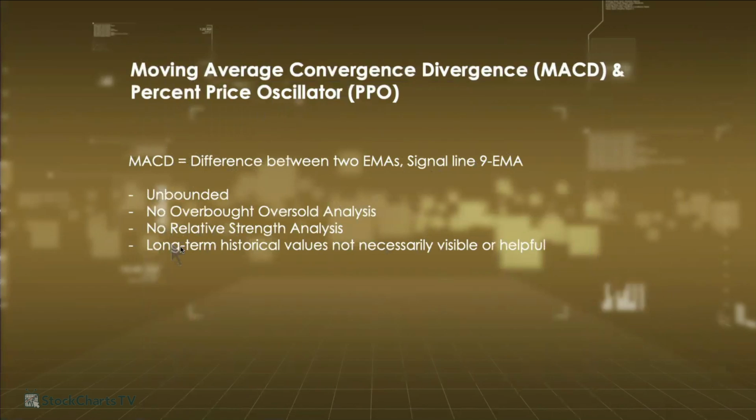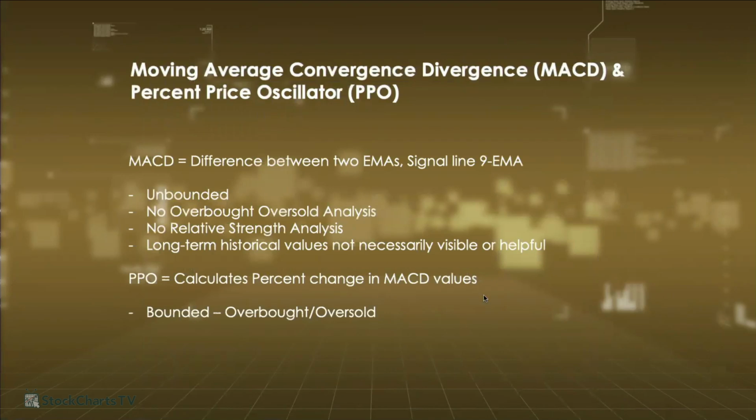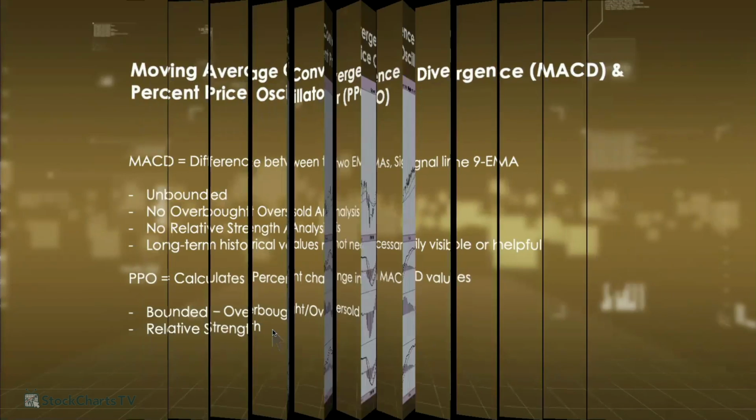And when you go into the long term, like a long-term daily chart, you can't see the MACD values for earlier in the previous years. It's just not visible. The PPO, however, calculates that % change in those values. So by doing that, you've now bounded it, and now you can get that overbought, oversold. Now you can compare PPO values to get relative strength.